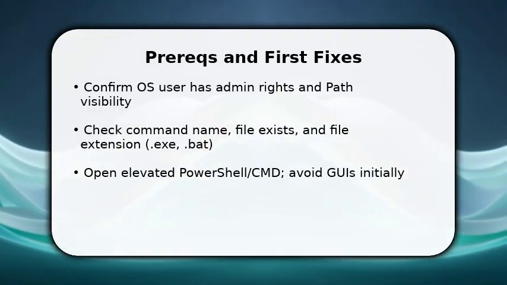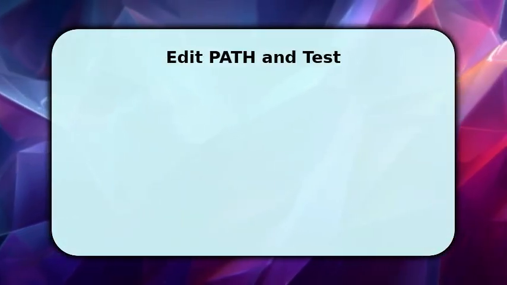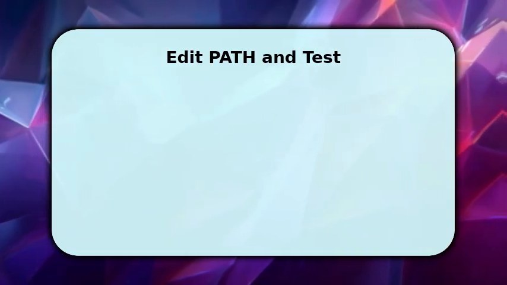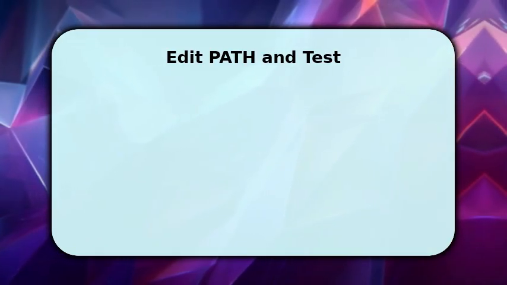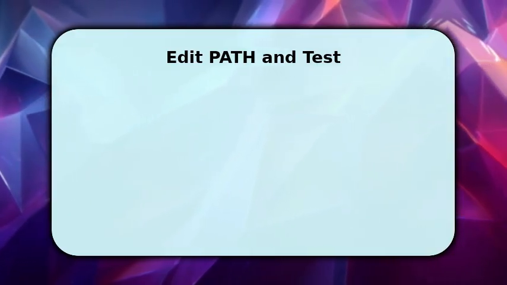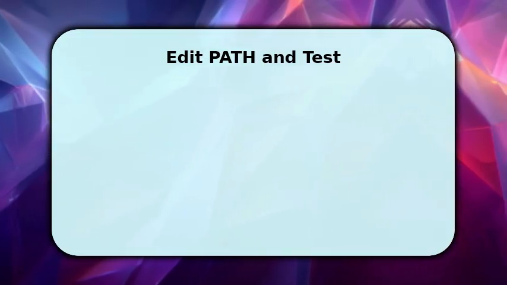Now you modify path and validate. Use setx PATH "%PATH%;C:\path\to\bin" in an elevated shell, or open System Properties, Environment Variables, to add the folder persistently. Once done, close all terminals and reopen a fresh command prompt so changes propagate.